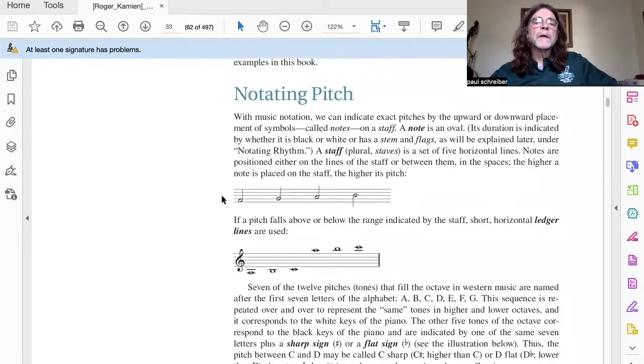Okay, so basically these are notes that notate pitch. This is a staff right here. We'll get into that in a minute. But here are some pitches from this staff, those are the three low ones, and here are the three high ones.